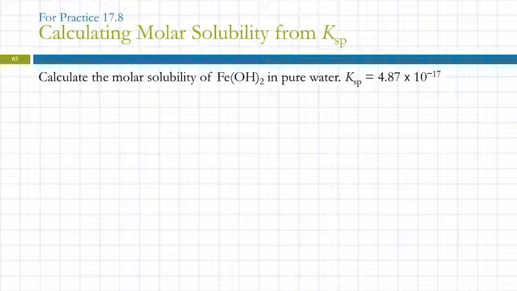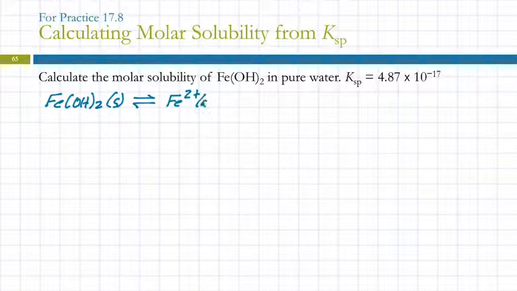Okay, so let's see if I can find... no, I lost my writing, but I'll make it over again. Okay. So we're writing the equation for this dissolving. So we're going to get iron 2 ion and 2 hydroxide ions. You know that from the formula.